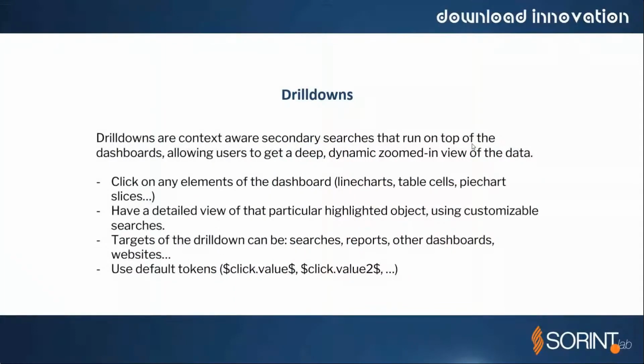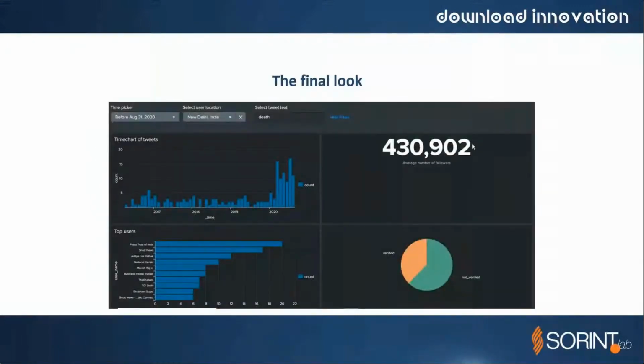So a dashboard can be made even more dynamic by creating drill downs. Drill downs are context-aware secondary searches that run on top of the dashboards, allowing users to get a deep, dynamic, zoomed-in view of the data. So let's suppose that in the dashboard just created, we want to have a list of the actual tweets for April 2020. So I will just go back for a moment.